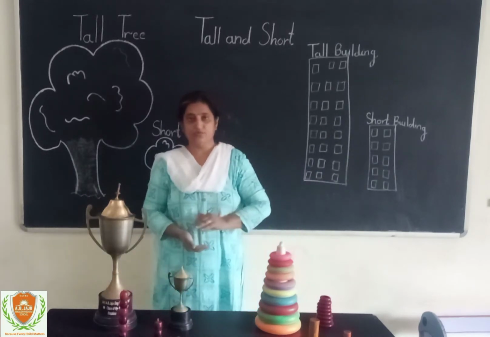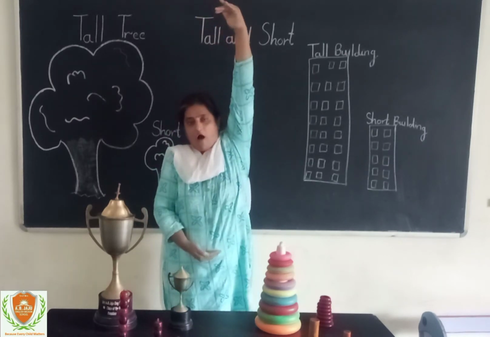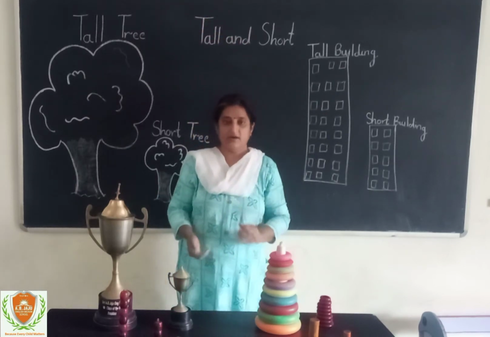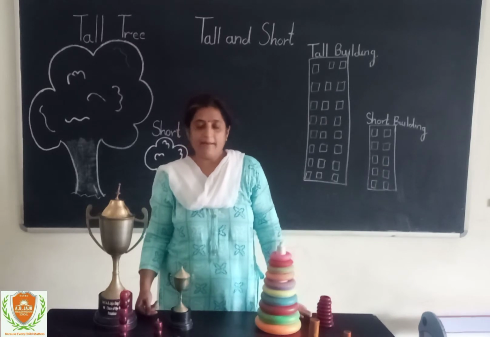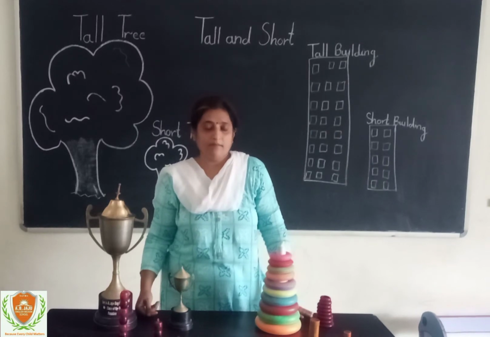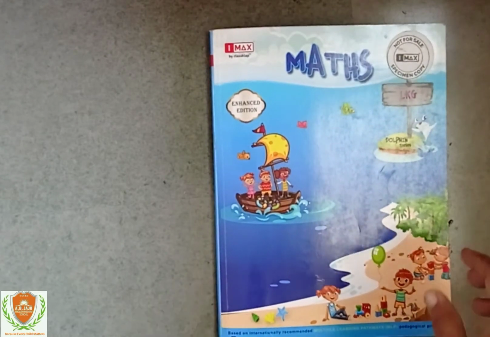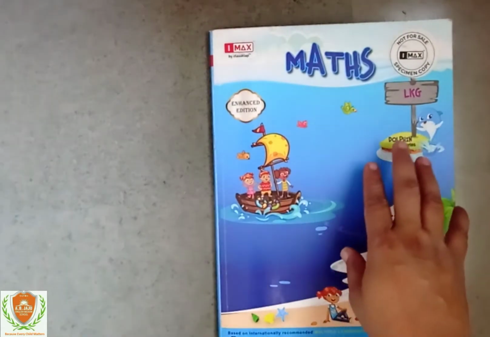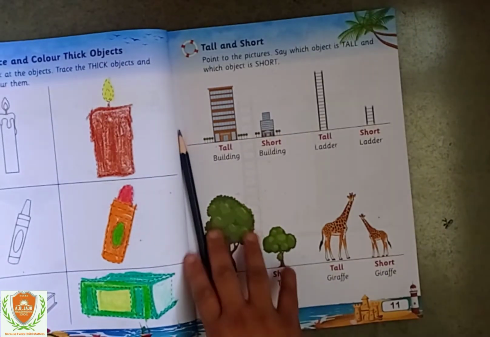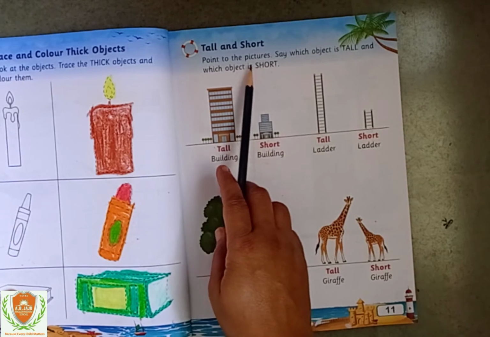Now we are going to do it with hands. Tall, short. Tall, short. Now I will show you examples and we are going to do an activity in the Maths IMAX book. Okay, so let's go. Now students, open the book, page number 11. Okay, now tall and short.